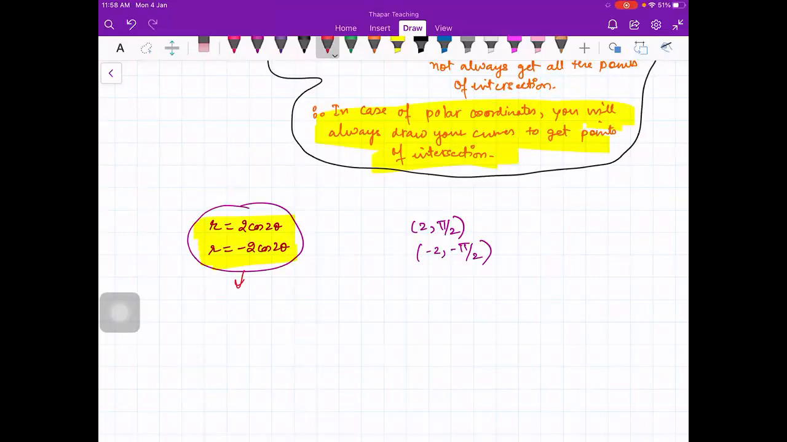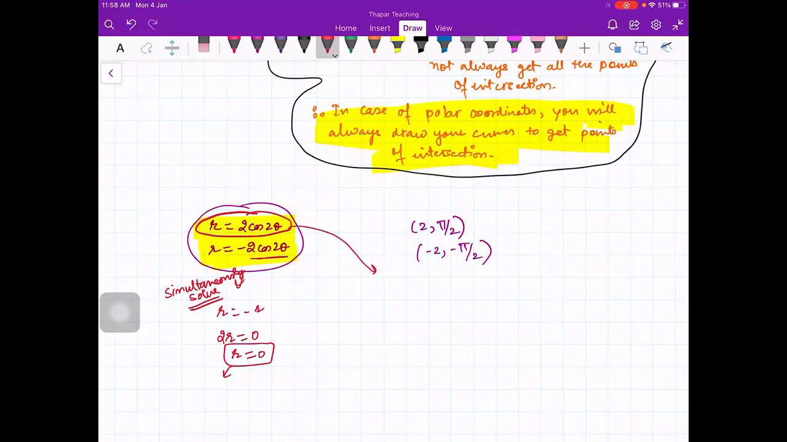What will you get, beta? Just put it: r is equal to minus r, because this is minus 2 cos 2 theta. So you'll get 2r is equal to 0, r is equal to 0. So this is the only point of intersection you get. So r is equal to 0 is the point of intersection if you simultaneously solve these equations. Okay? Is that okay, beta? Yes, ma'am. Right. Now you go here. Does this point lie on this curve or not? 2 comma pi by 2.